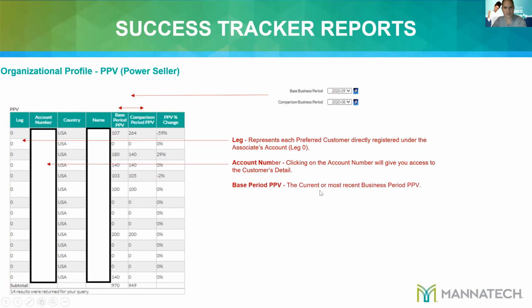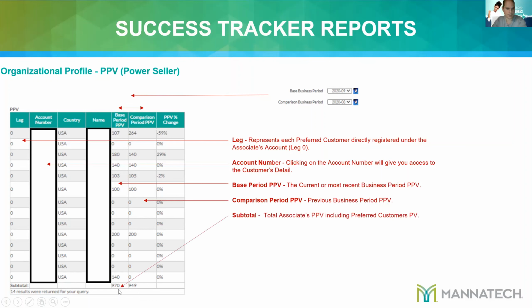Base business period is the current or most recent business period PPV, which is right here. Comparison BP is a previous business period PPV, which is this section. And then the subtotal, which is at the bottom here, is a total associate's PPV, including their preferred customers' PV.